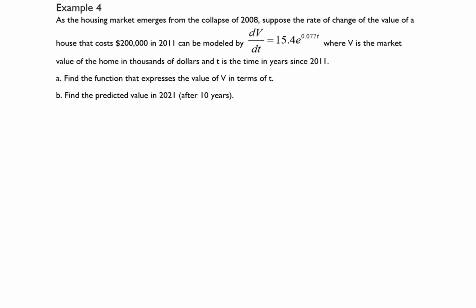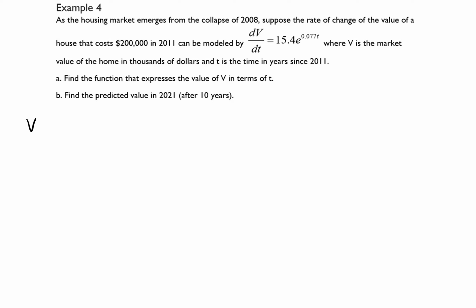Example 4 says, as the housing market emerges from the collapse of 2008, suppose the rate of change of the value of a house that costs $200,000 in 2011 can be modeled by the function dv dt equals 15.4 times e to the power of 0.077t, where v is the market value of the home in thousands of dollars and t is the time in years since 2011. Part A says find the function that expresses the value of v in terms of t.